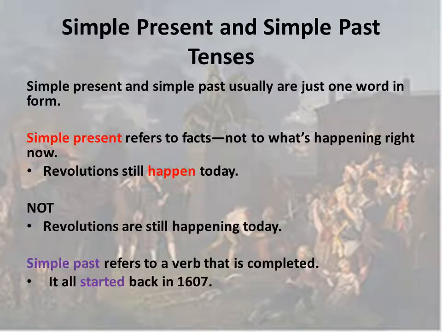The simple past refers to a verb that is completed. It all started back in 1607. Now, maybe it's still going, but that starting moment is finished. So we use the simple past for that verb.